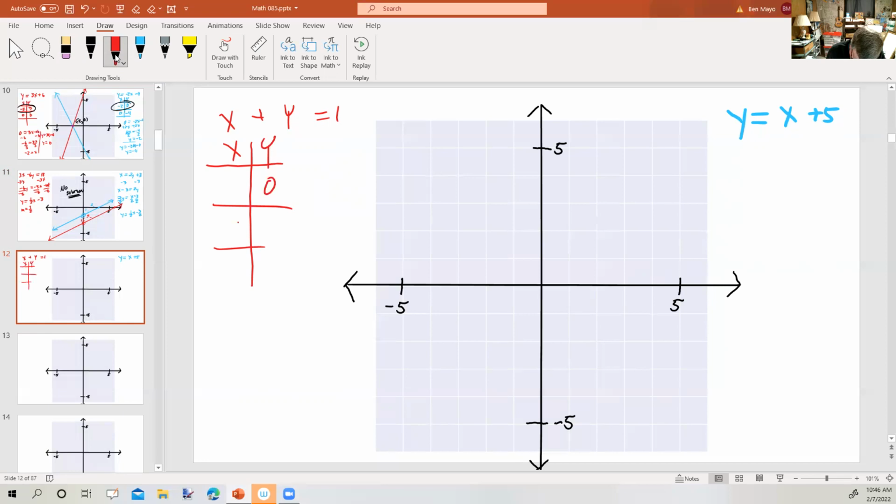Again, I'm going to stick with the intercepts. They seem to be working just fine, so why not? Let's make this a little shorter so I have more room. If y is 0, x equals 1. If x is 0, y equals 1. So (1, 0) and (0, 1).